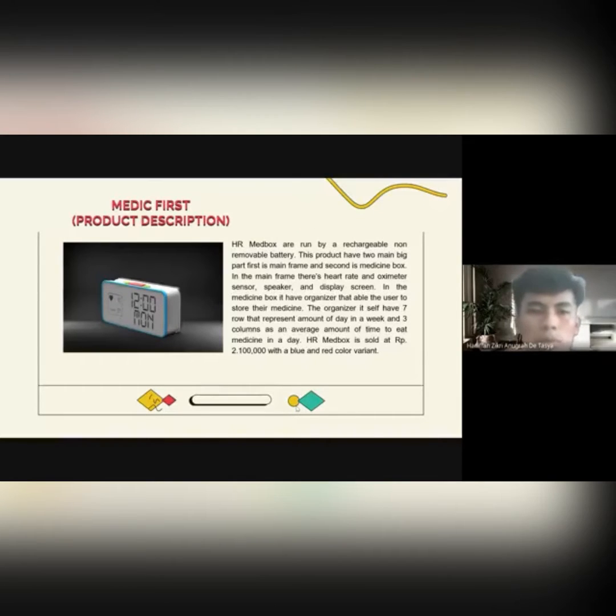Next is about product description. HR Medbox is run by a rechargeable, non-removable battery. This product has two main big parts. First is the mainframe, and the second is the medicine box. In the mainframe, there are heart rate and oximeter sensors, a speaker, and a display screen. HR Medbox is sold at 2,100,000 rupiah with a blue and red color variant.